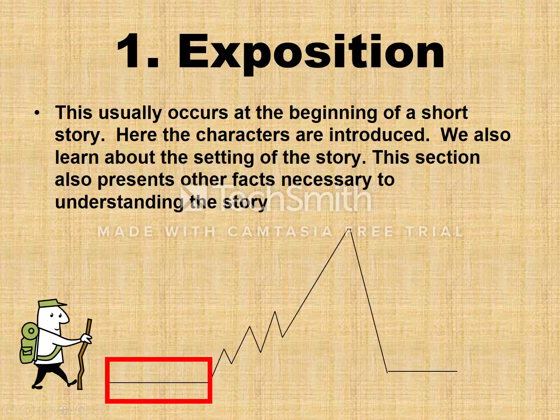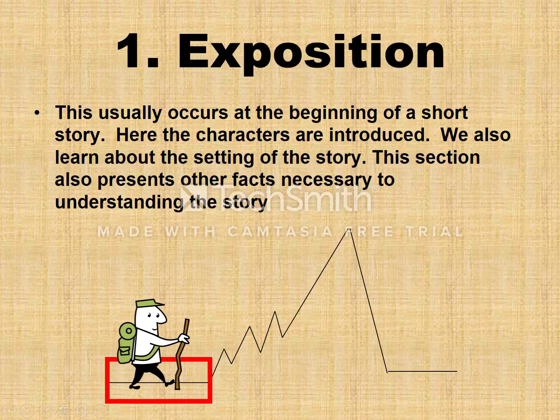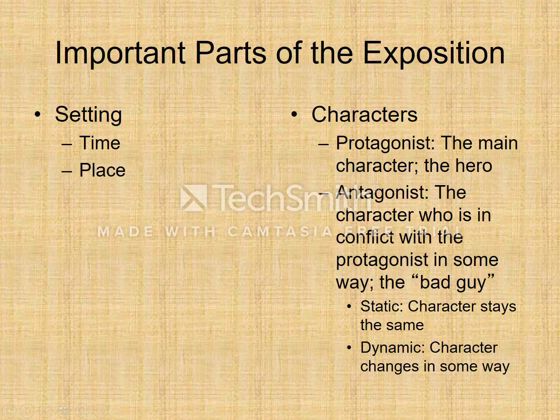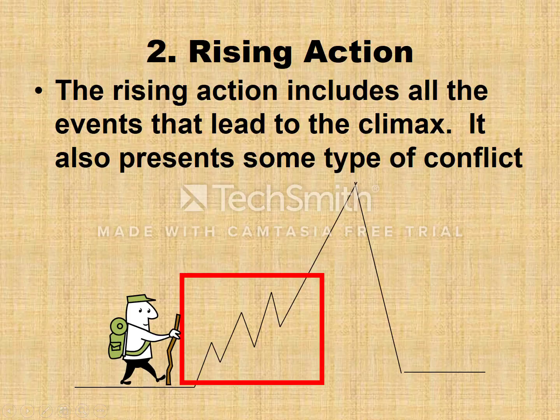You first have your exposition. This occurs at the beginning, and the reader is introduced to the characters and the setting of the story. And just a quick reminder, your setting is when and where your story takes place. You also have different characters. You have the protagonist, which is the hero, the antagonist, which is often known as the bad guy, the static character stays the same, and the dynamic character usually changes in some way.